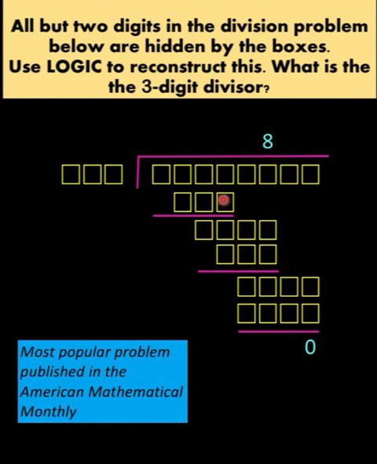We are given here a division problem, but all the digits are hidden behind these boxes except only 2 digits, 8 and 0. The 0 here tells us that there is no remainder in this division operation. We are asked to use logic to reconstruct this division problem, and our main goal is to find what is the value of this 3-digit divisor.